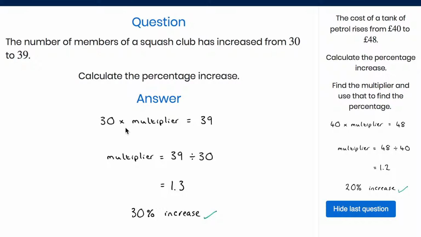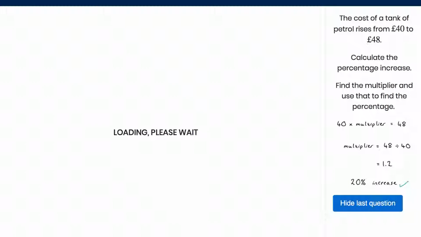We have 30 times by the multiplier is equal to 39. This means that the multiplier is equal to 39 divided by 30, and that comes to 1.3. 1.3 represents a 30% increase. Okay, let's look at a decrease example.